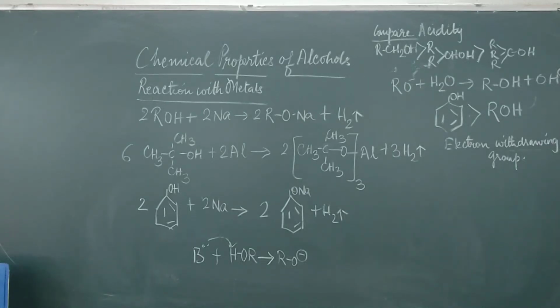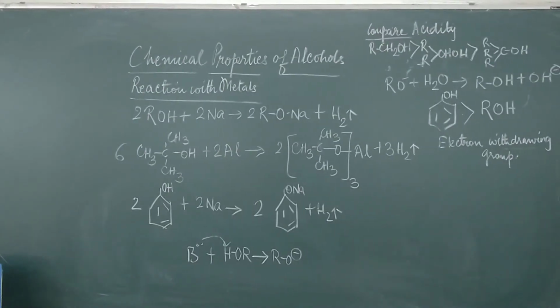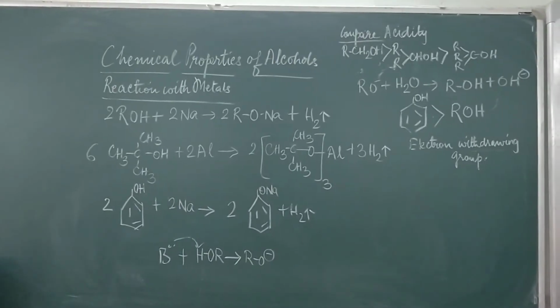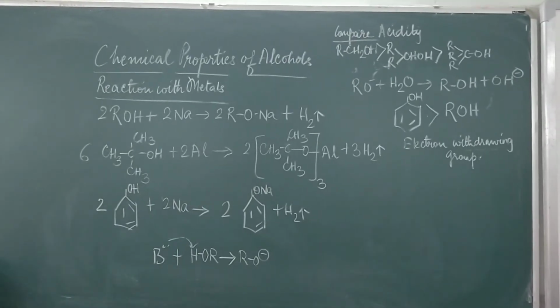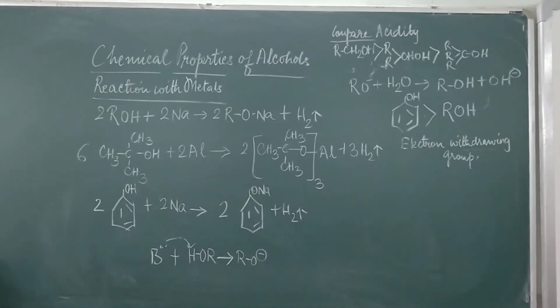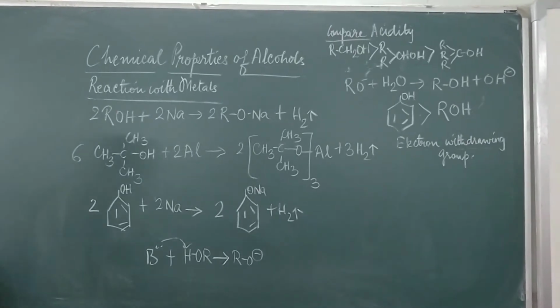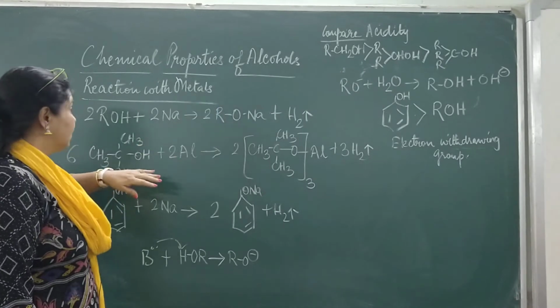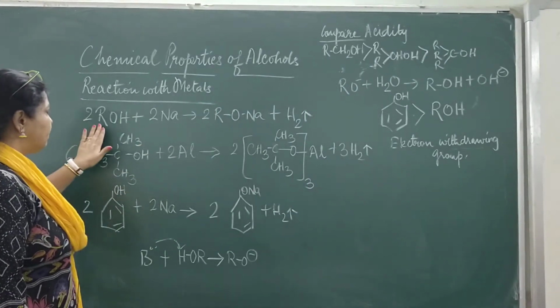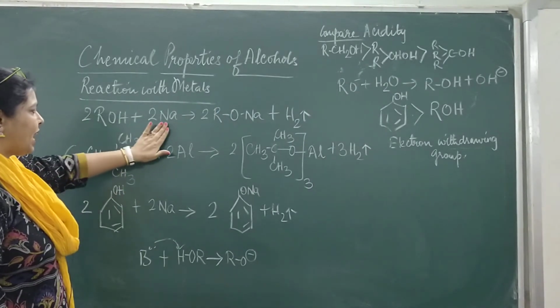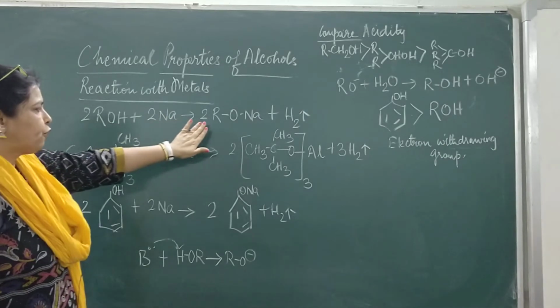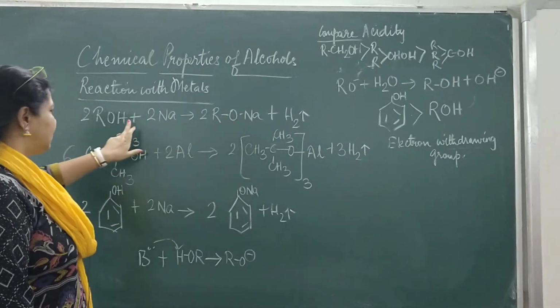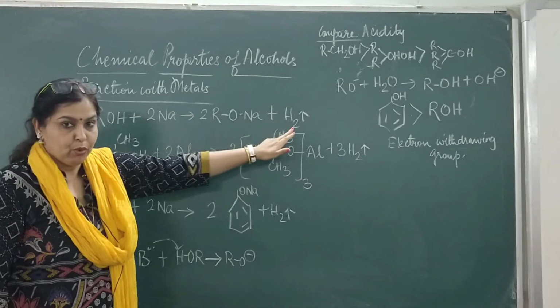Moving ahead with this topic, now we will be doing the chemical properties of alcohol. We will start with reaction with metals. An alcohol reacts with sodium to form RONa. Basically, the hydrogen is removed.